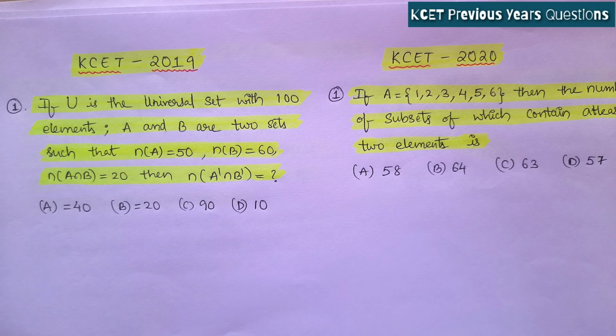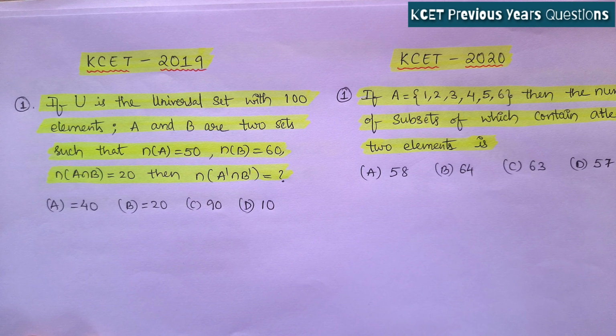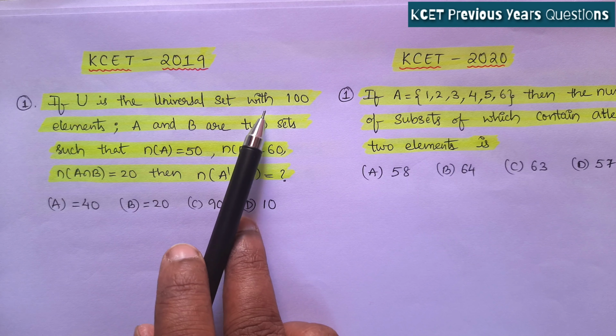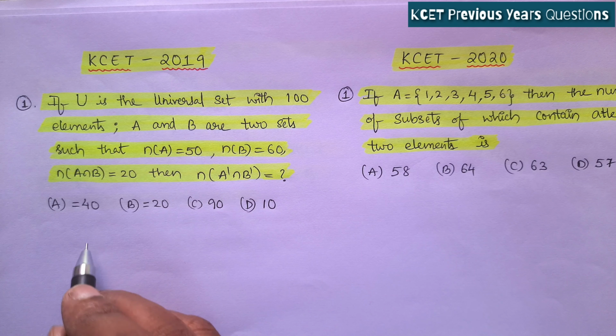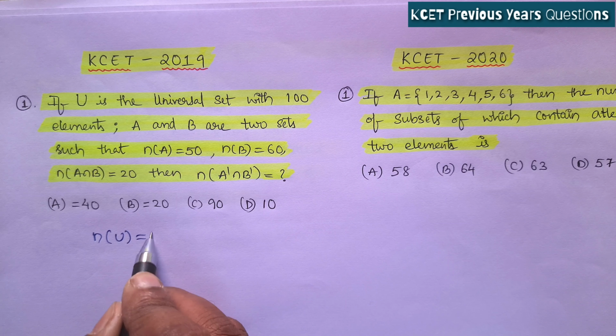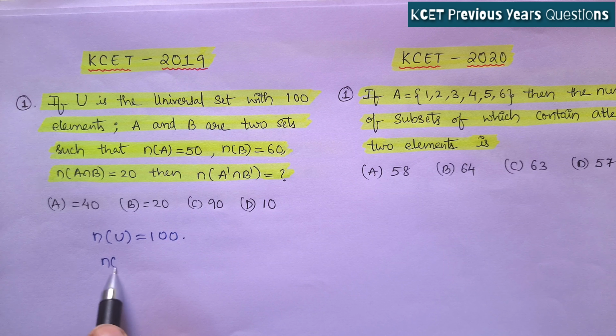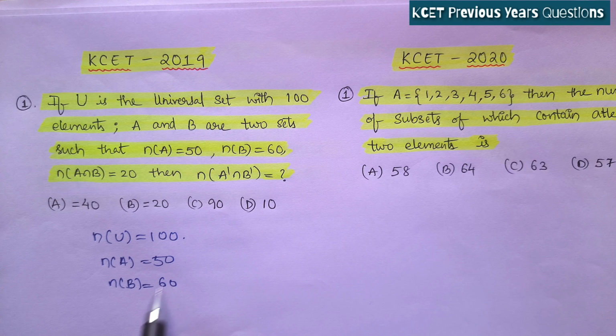See how easy questions are there in KCET when it comes to the sets chapter. Okay, if U is the universal set with 100, we will consider n of U equal to 100, guys. And A and B are two sets such that n of A is 50, n of B is 60, and n of A intersection B. Almost all the data is given, but they asked to find n of A dash intersection B dash.